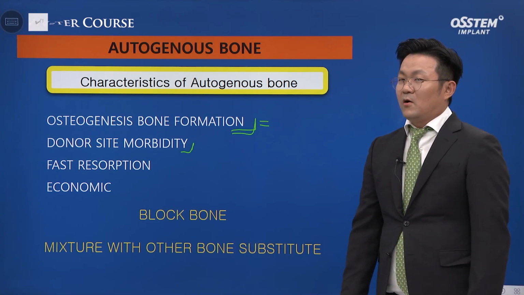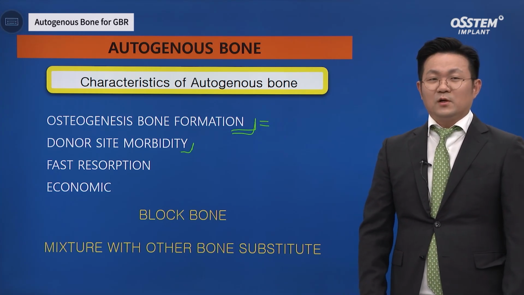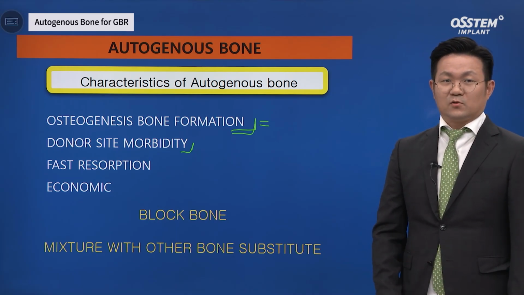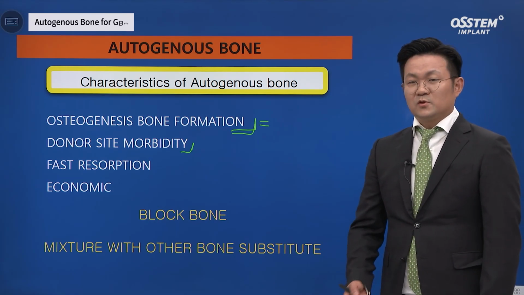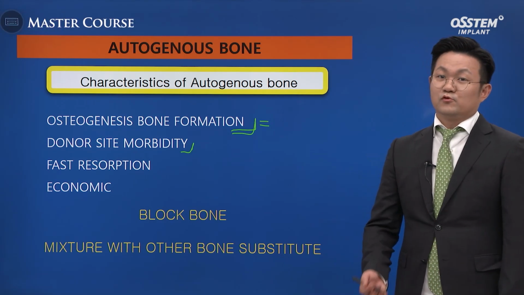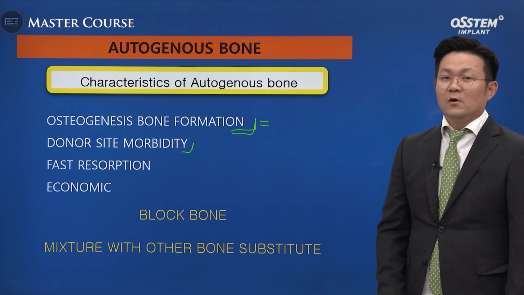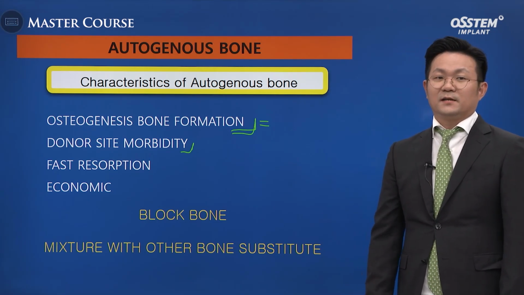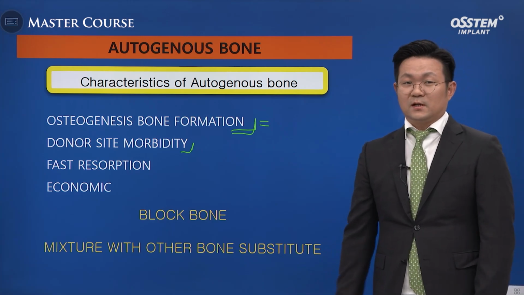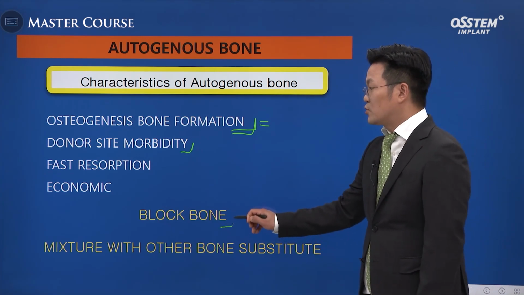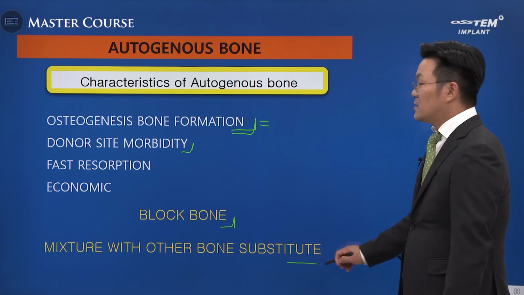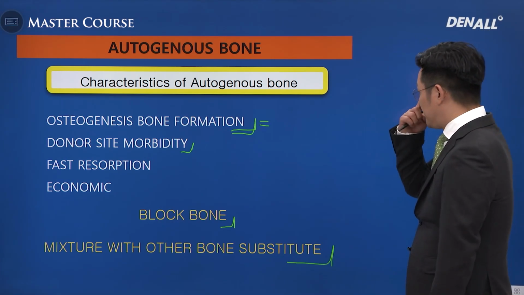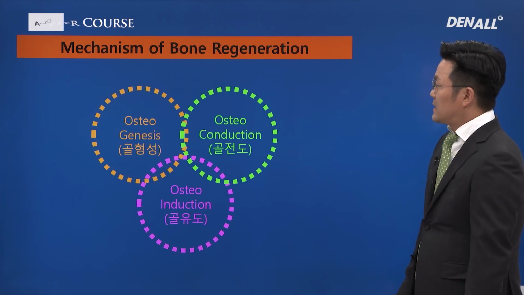In the past, it was used quite a lot, but now, according to the literature, autogenous bone is used less and less. But it has advantages, and sometimes we need to mix this bone with other bone materials, so we need to know about it. It can be used as block bone, or mixed with other bone substitutes like alloplastic or xenograft.